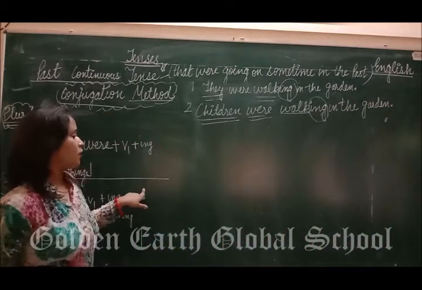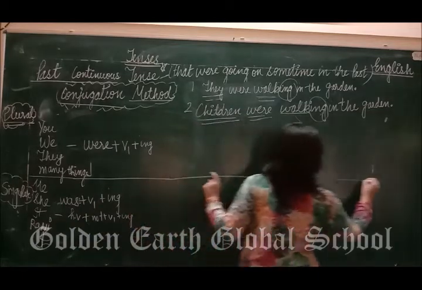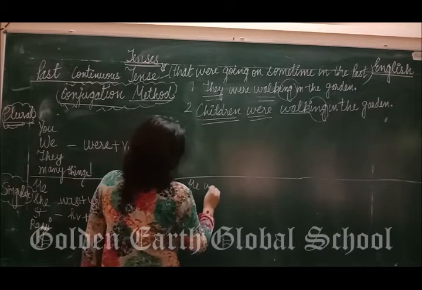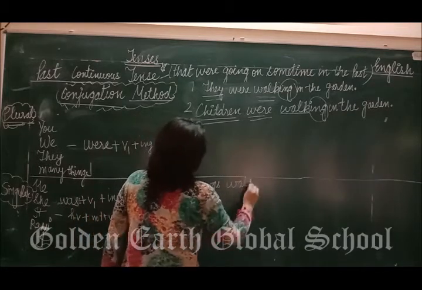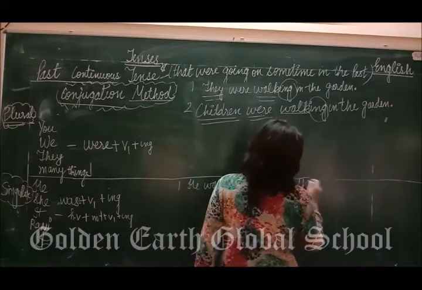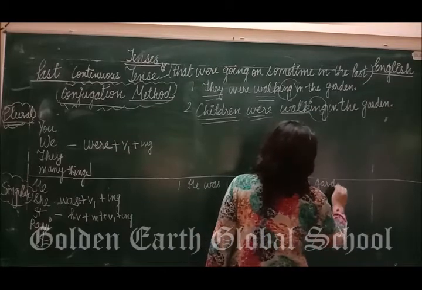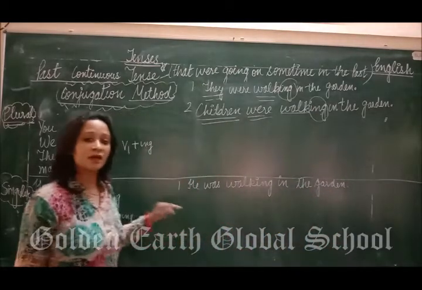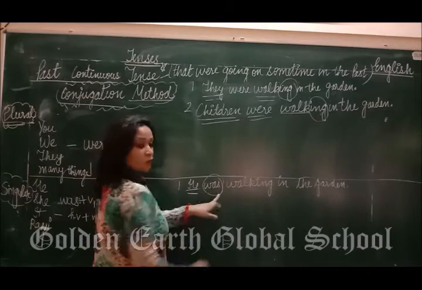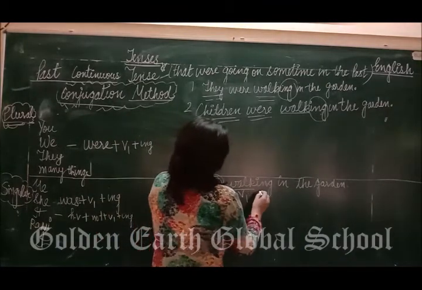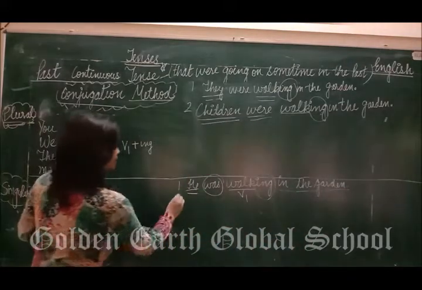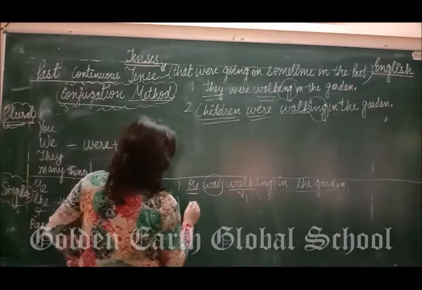Now, let's talk about the singular things. Here, he was walking in the garden. He was walking in the garden. Means we are talking about one person, and with one person what do we use? Was, first form of the verb plus ing in the garden. Right? Here I have taken children. Let's talk about child.